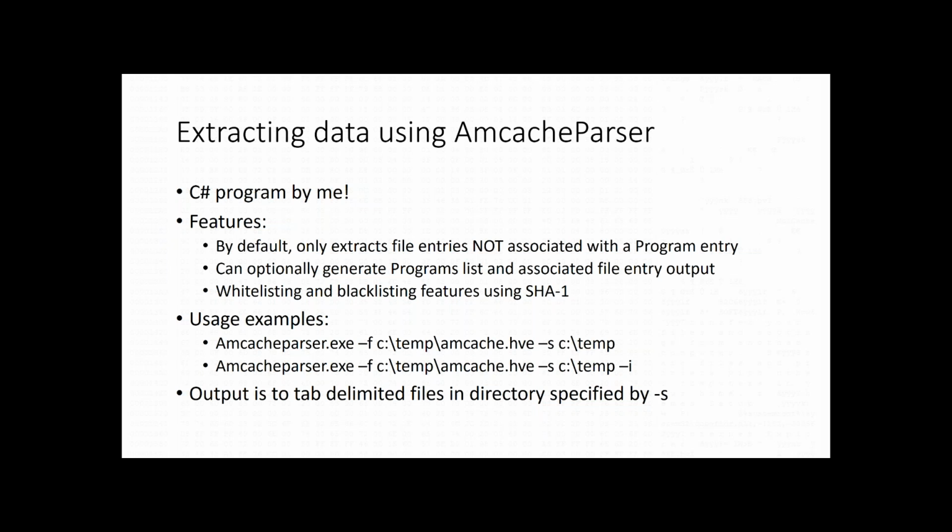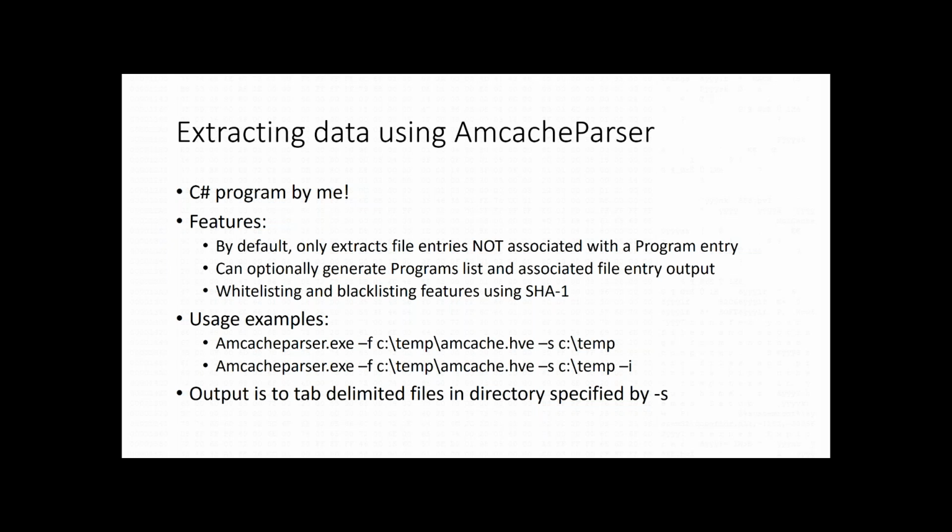You get your unassociated, you get your associated, and then you get the programs that those associated file entries tie back to. And then the last feature that Amcache Parser has is the ability to whitelist or blacklist based on SHA. So we'll see examples of that and how it could be further used beyond the built-in deduplication of stuff not associated with programs. We can further reduce what we're looking for, either to exclude trusted binaries or look for only known bad binaries. So that would be the whitelisting or the blacklisting.